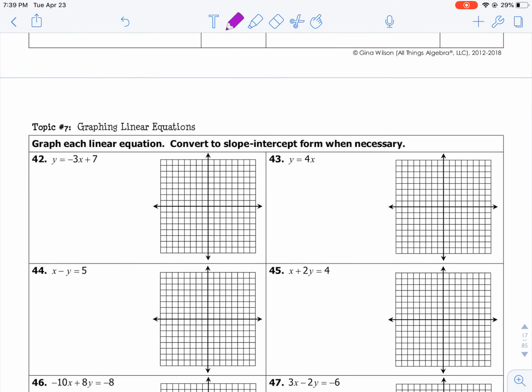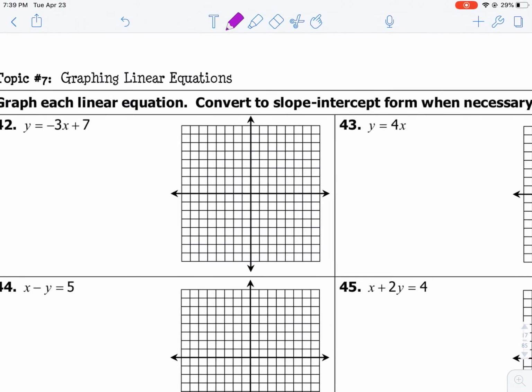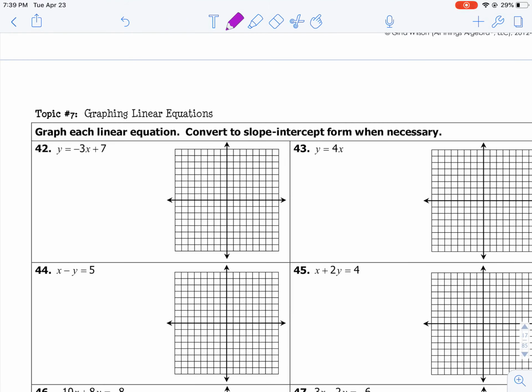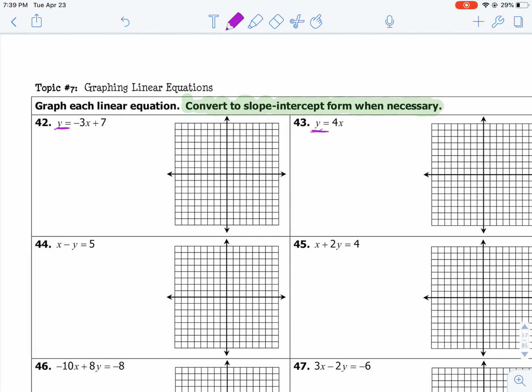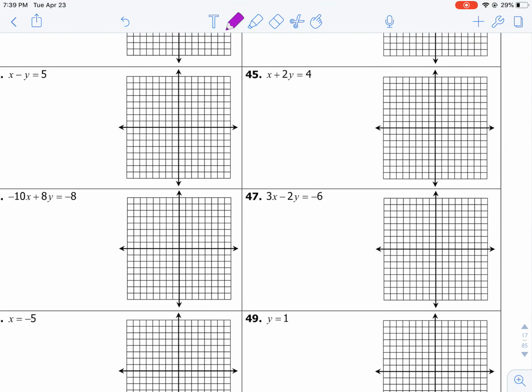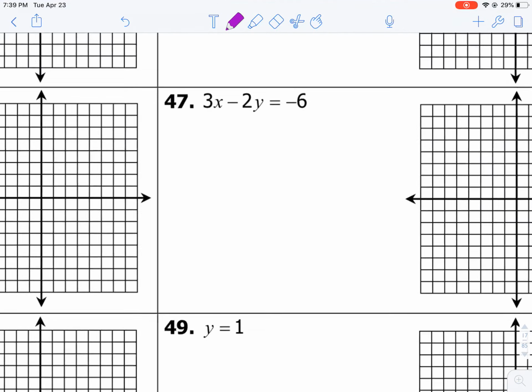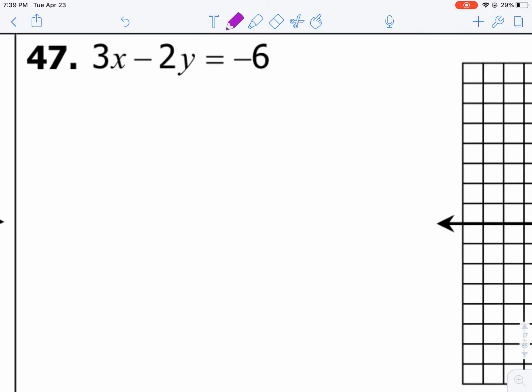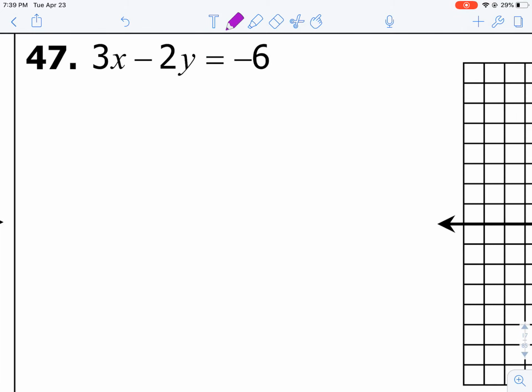Good news, we only have one more section and we are graphing. Something huge for us to point out is when we are graphing, we have to convert to slope-intercept form when necessary. If my equation does not start out y equals, I need to change it and make it start out with y equals. Let's come down to 47. If we can do 47 together, you can do all the rest of them by yourself.